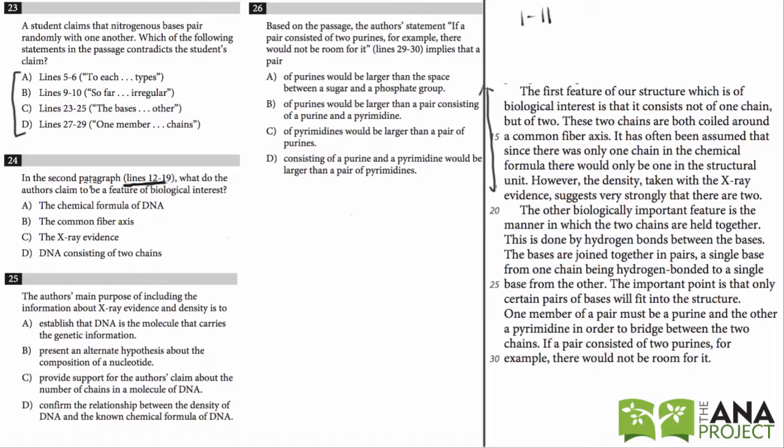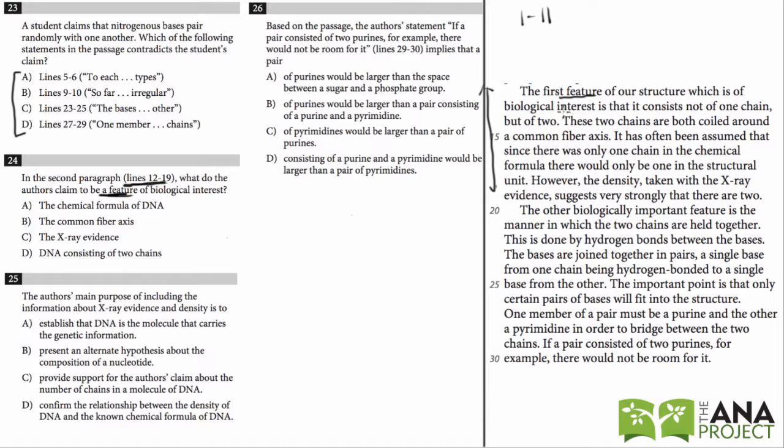So 24 says, in the second paragraph, lines 12 through 19, which we haven't read yet, what do the authors claim to be a feature of biological interest? So let's read 12 through 19. In the back of our heads, we're going to think, okay, what do the authors claim to be the feature of biological interest? The first feature, here we go.